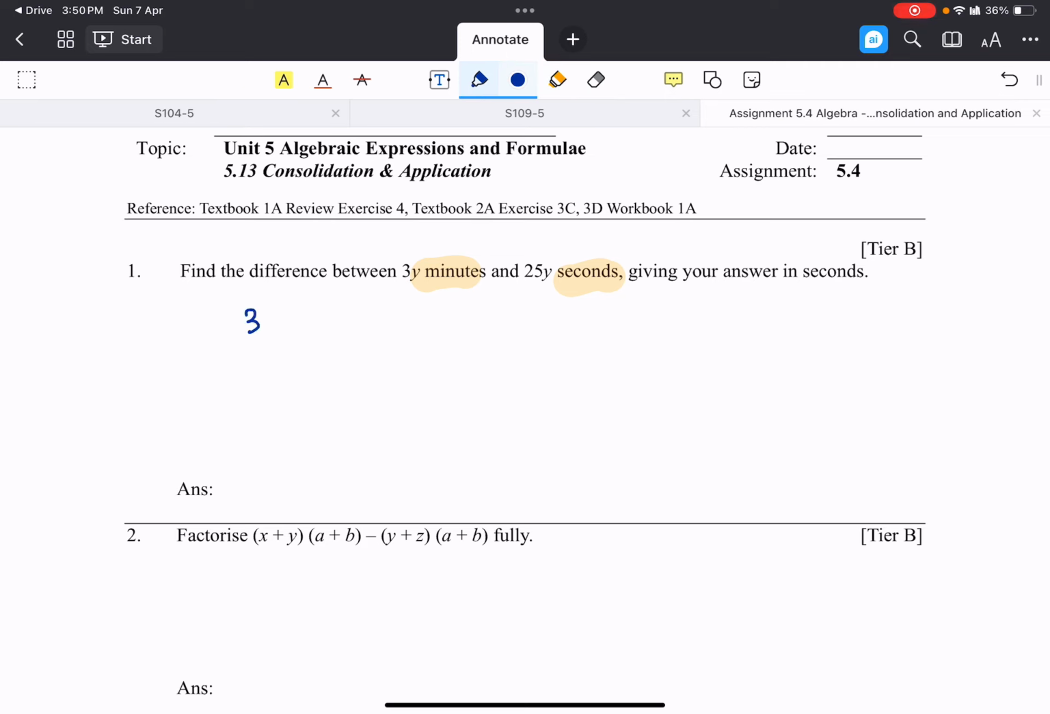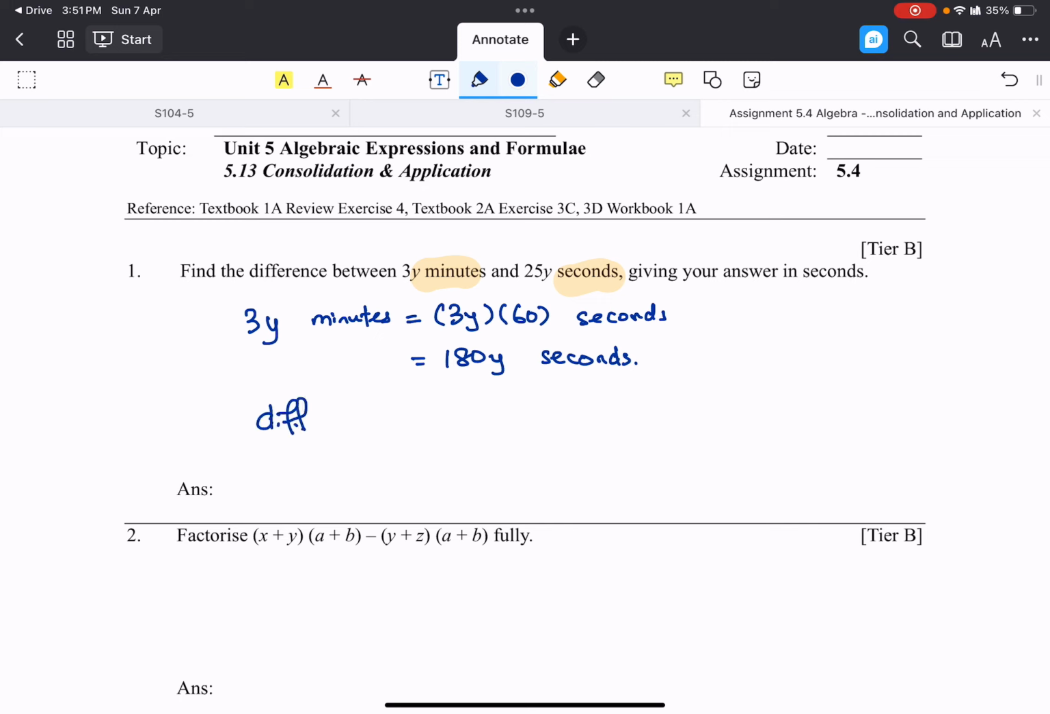Well, 3y minutes is actually 3y times 60, right? In order to get the seconds, correct? So we work this one out, this is 180y seconds. So once we have this, we can find the difference.